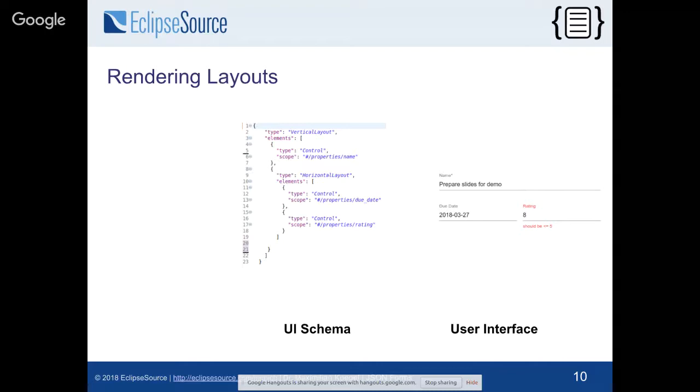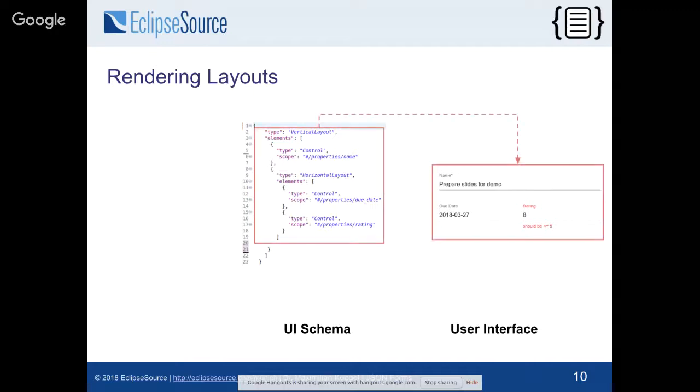So let's look at the actual declarative artifact, the UI schema. How does that look? Well, first of all, you have a vertical layout that basically says that we have one column. And then this vertical layout has child elements. The first child element is a control that binds to the name. So this will be responsible to put the control as the first row.